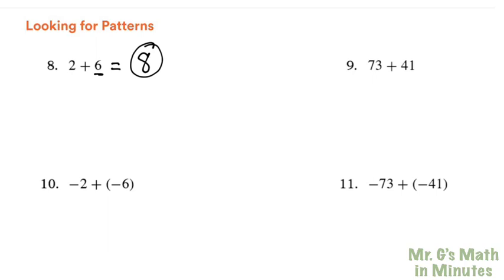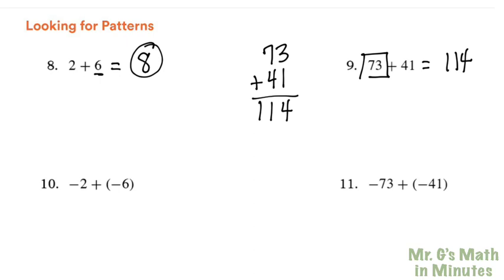Over to number 9, it's the same thing. We've got 2 positive numbers, so we're going to add those numbers together. And there's nothing wrong with doing the addition off to the side. So we've got 3 plus 1 is 4, and then 7 plus 4 is going to give us 11. So the answer is going to be 114. But then we need to go back to the problem and figure out which one's the bigger number. Well, this one's bigger. It's positive, so my answer is positive as well.